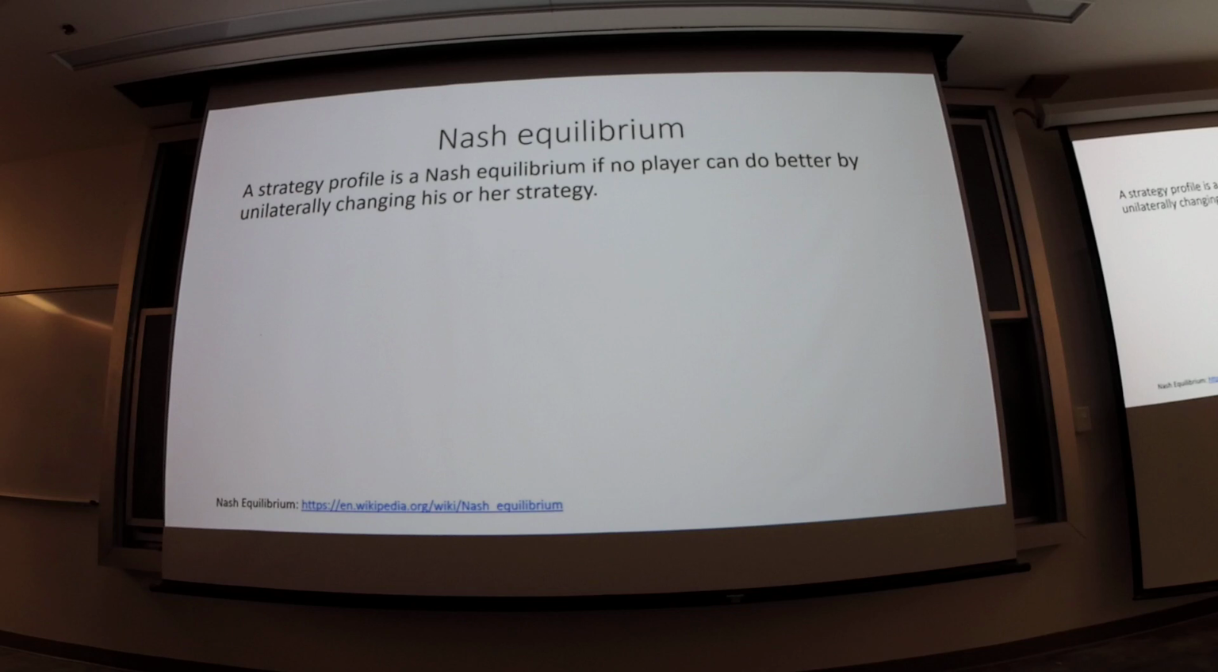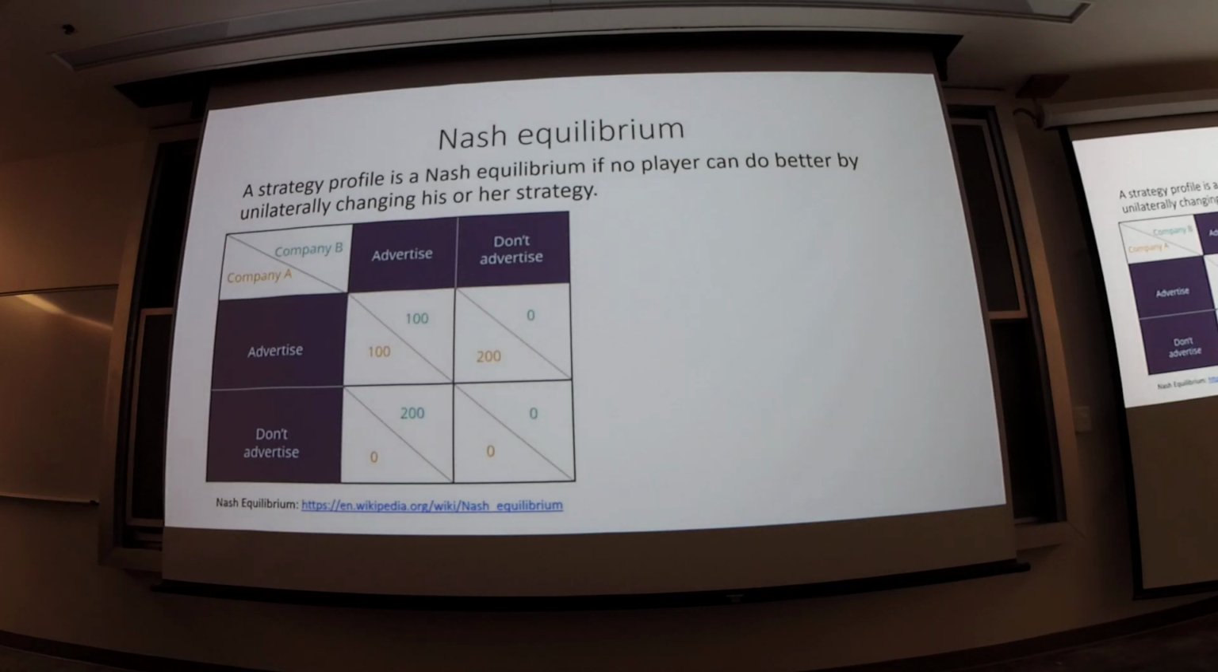A Nash Equilibrium is just a state in a game where two players are playing, and it doesn't matter what the other player is playing, I am not going to change my strategy. If this is valid for all the players, then that is a Nash equilibrium. So, a quick example.